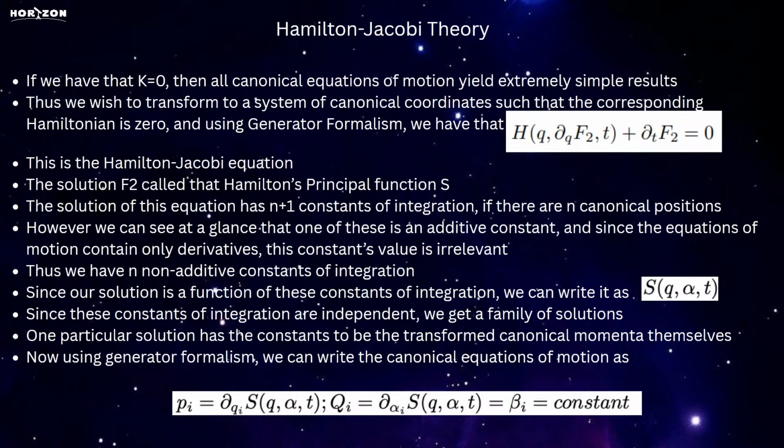So what we can do is choose a solution of S which gives us very simple canonical equations of motion. And that is what we'll do now. We will choose a solution such that these constants of integration are exactly the canonical momenta in the new coordinate system. Then these equations, which are present at the bottom of the slide, become true. And we can see that not only Pi, but also Qi in the new system become constant.